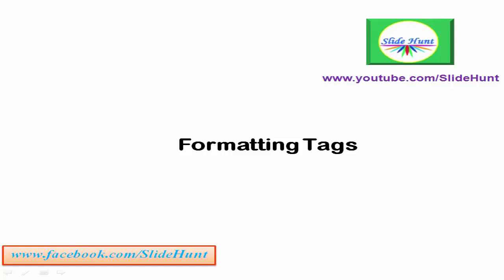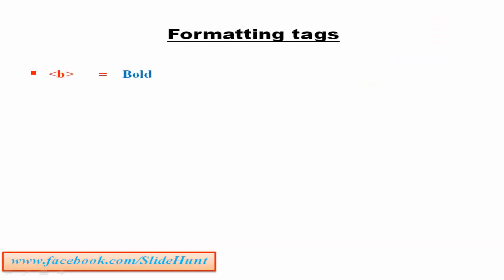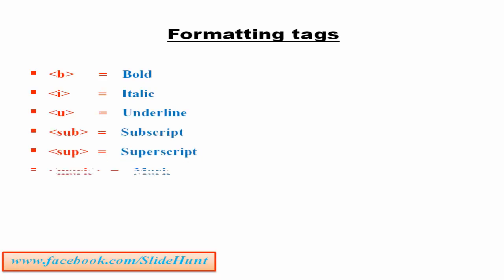Today in this lesson we are going to learn formatting tags. So what are formatting tags? Formatting tags are used to modify the output or display the web page in a specified style. We can format the HTML document using these tags: b tag, i tag, u tag, sub tag, sup tag, mark tag, small tag, and big tag.